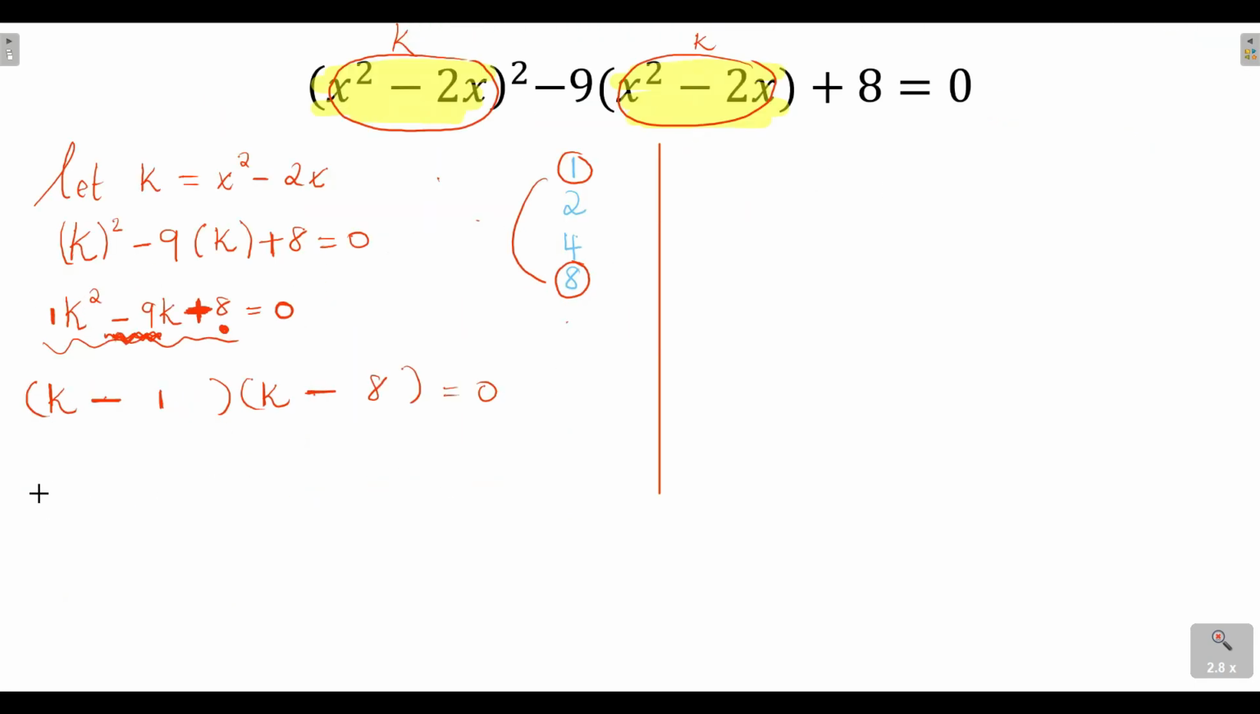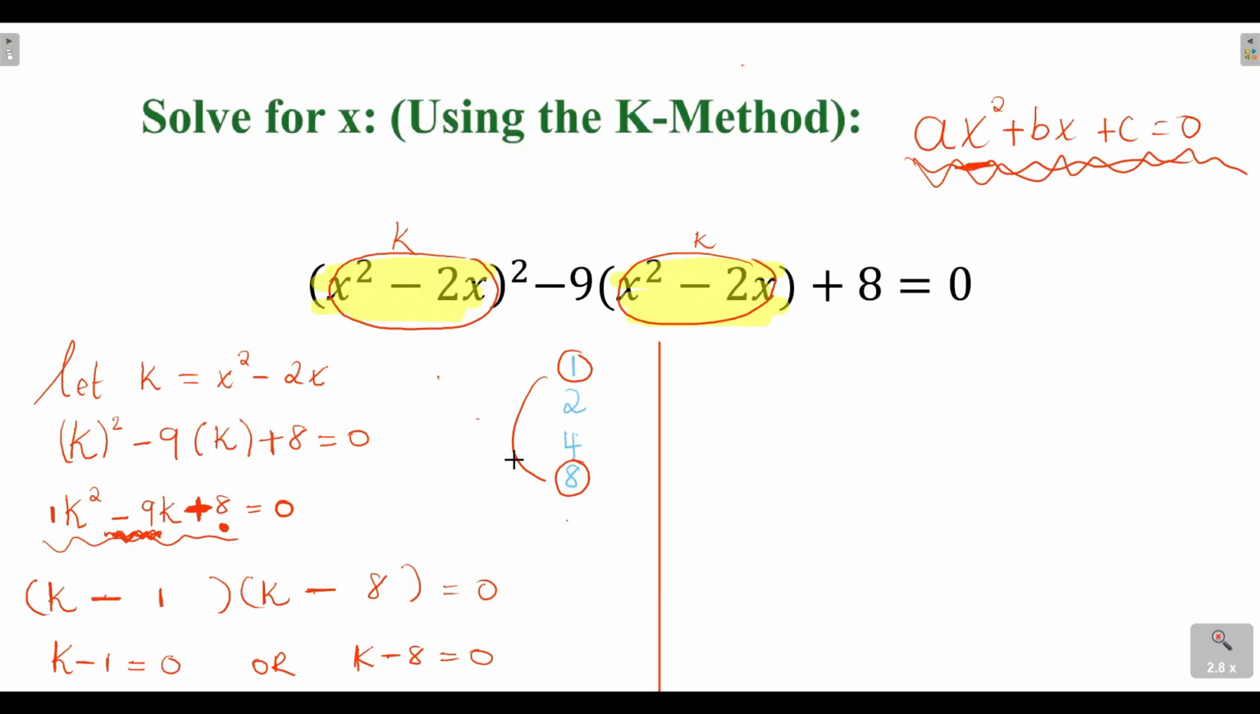So now we're going to apply the zero product principle and solve for k. Therefore k minus 1 is equal to 0, or k minus 8 is equal to 0. Solving for k, k is equal to 1, or k is equal to 8. So we've solved for k. However, we're not done. Remember, we wanted to solve for x.